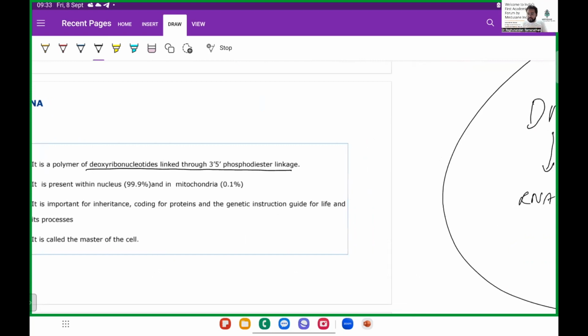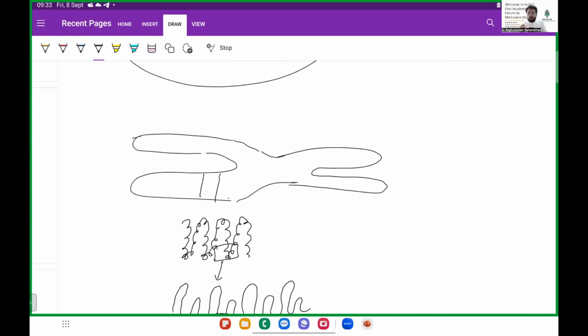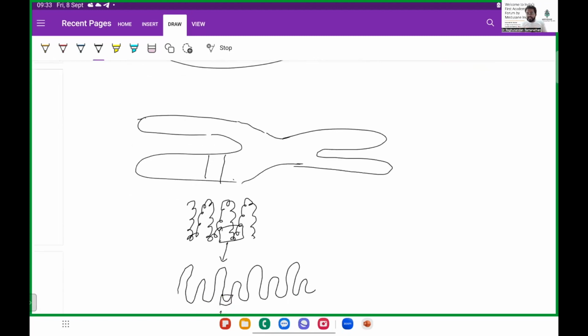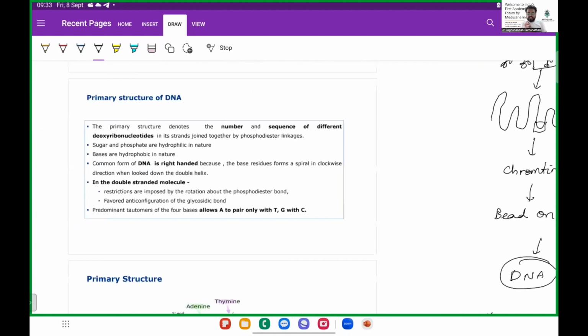Then, in the center, you're going to have your chromosome. If you unwind this chromosome, what you get is a single-stranded DNA. The single-stranded DNA has a bead-like appearance and is packed in such a way that it is folded and forms chromatin, and this chromatin forms your chromosome. This is the basic idea I want you all to know. Now you have to understand the basic structure of your DNA.